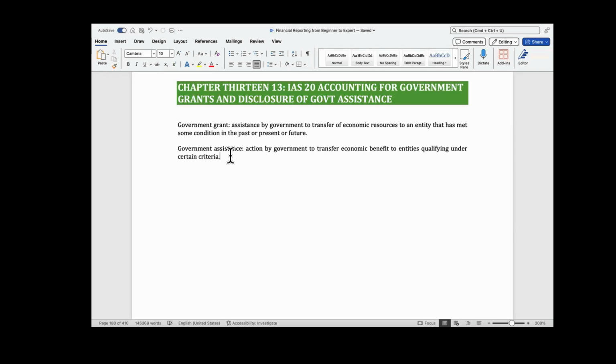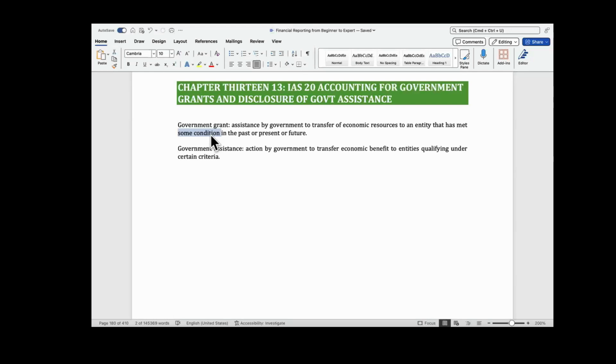Or if you are consummating business with the government, you're transacting business with them, right? That is not government grants or government assistance, because that is happening in the normal course of operation. So what you need to know is that for the way I define government grants, the key to this definition is that there are always conditions attached to it. There are always conditions attached to it.